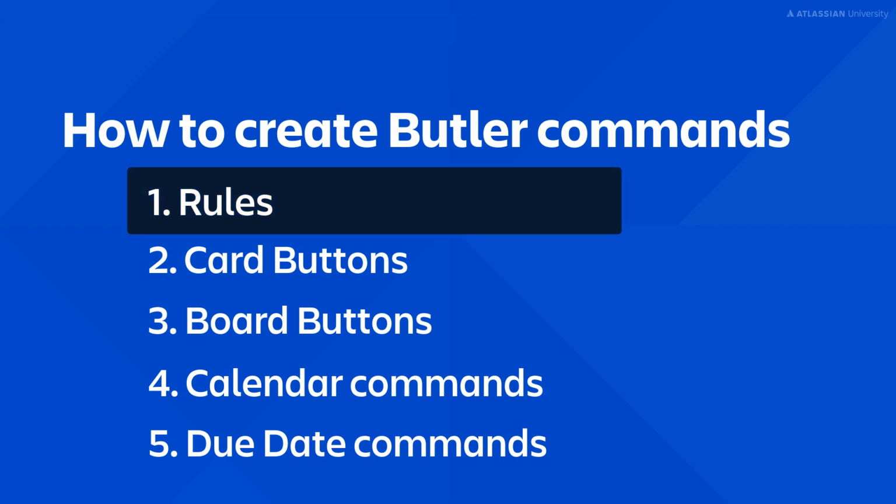Up first is Rules. Rules automatically execute actions on your board in response to changes, or triggers, that happen in Trello. Rules have a simple when this, do that format. A rule can have one trigger, different variables, and multiple actions.